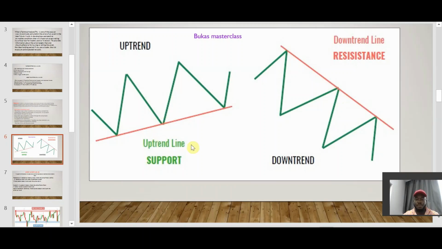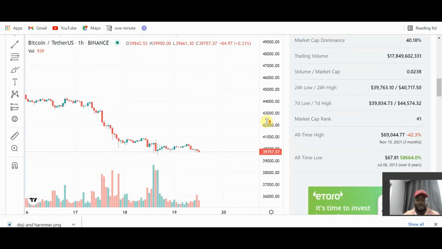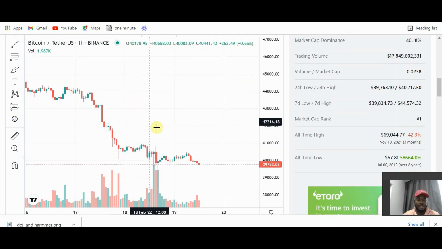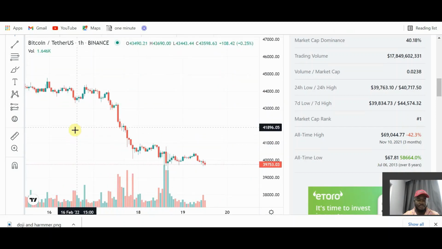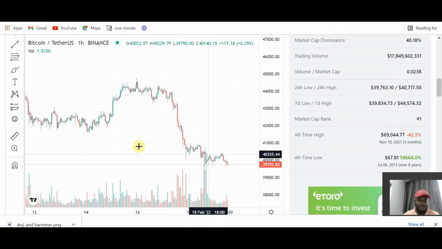I'm still going to show you practically in our TradingView how to draw a trend line. Okay, let's go to TradingView, and this is our TradingView.